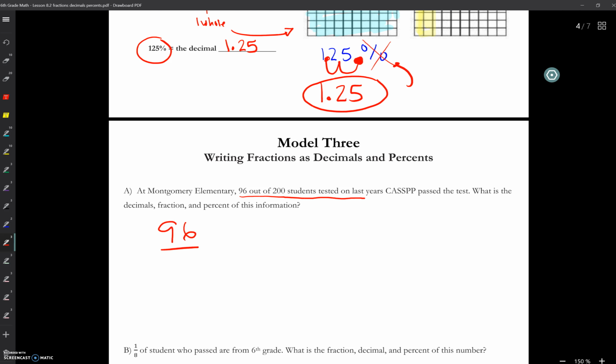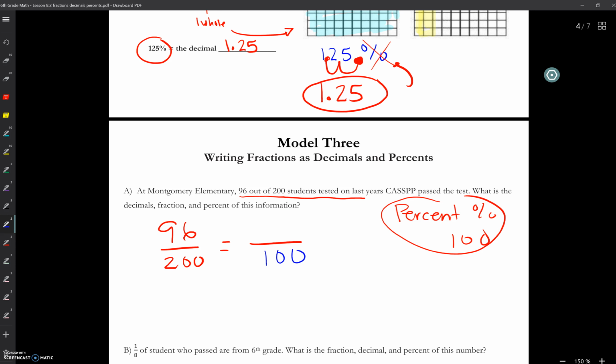So we have 96 over 200. Now we know a percent is out of 100. But this time I have 200. So there's a couple of things that I could do here. I'm going to first create an equivalent fraction, and then this will give me my percent. And so how do I go from 200 to 100? I'm going to divide. I'm going to divide by what? So 200 divided by 100, and I'm going to get 2.